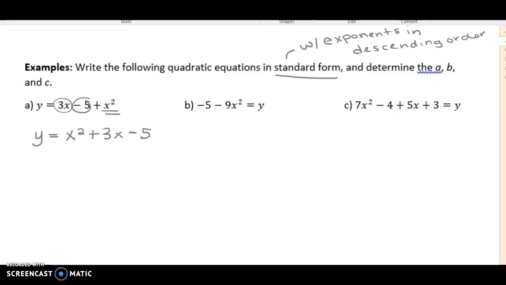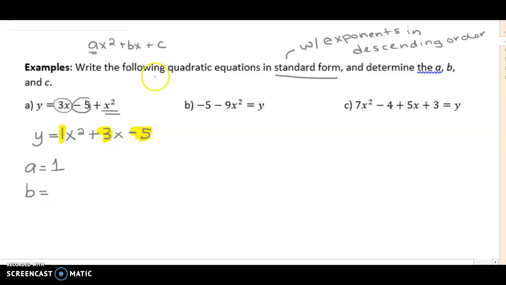Now my a, b, and c are the coefficients in front of these. Remember we have ax squared plus bx plus c. So my a is always the number in front of the x squared. If there's nothing there, think of this as 1x squared. So my a is just 1. My b is always the number in front of my x, so my b here is 3. And my c is always my constant, which is -5.